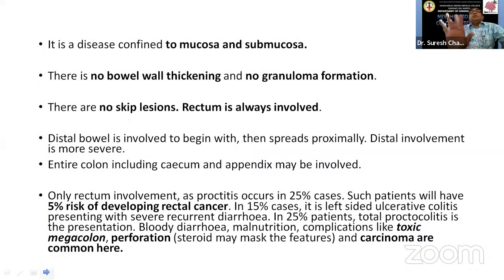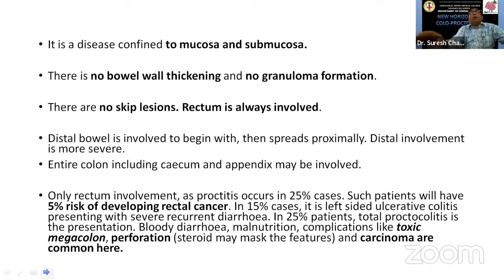Now it is a disease confined to the mucosa and submucosa. So mucosa and submucosa is the victim. Okay. And if you see Crohn's disease, it is a transmural disease from mucosa to serosa. But here, only mucosa and submucosa is involved. I will come to the treatment part where we do only mucosectomy and we maintain the lumen of the colon. I'll come to the surgical part when I get there.